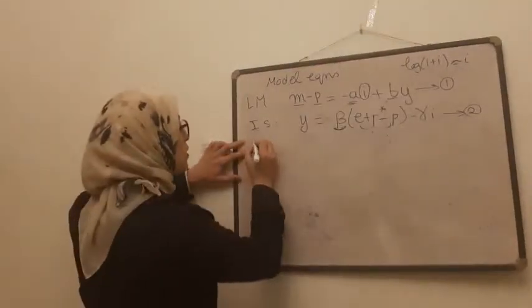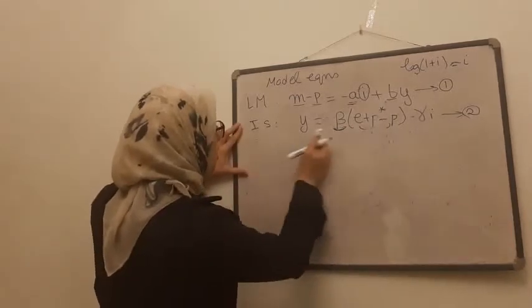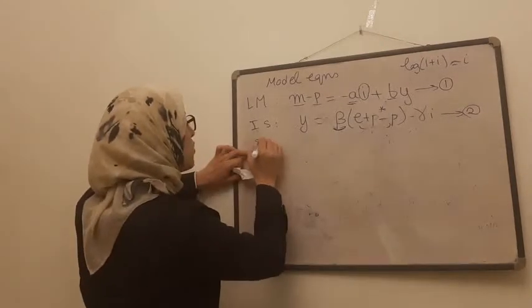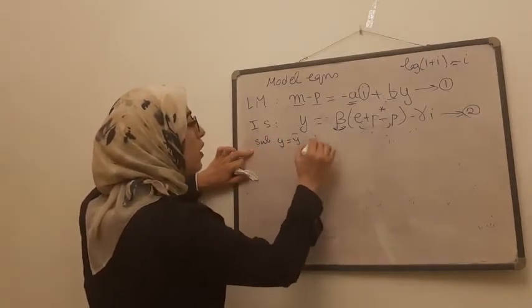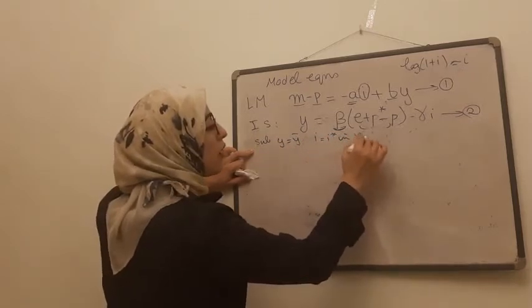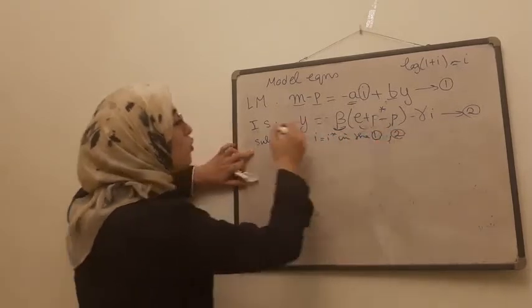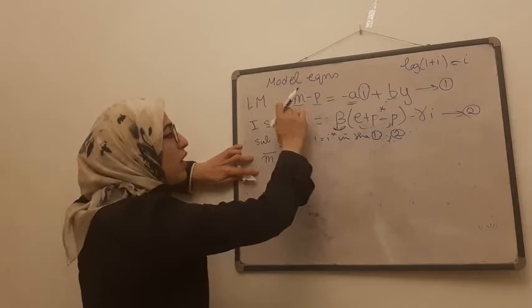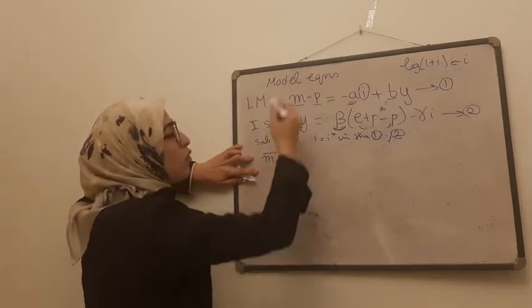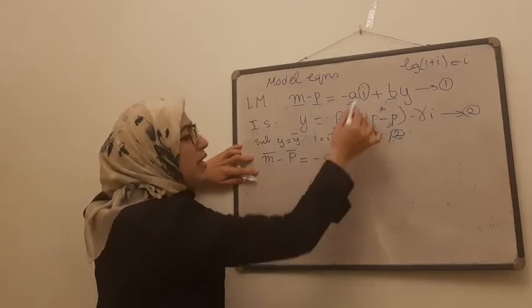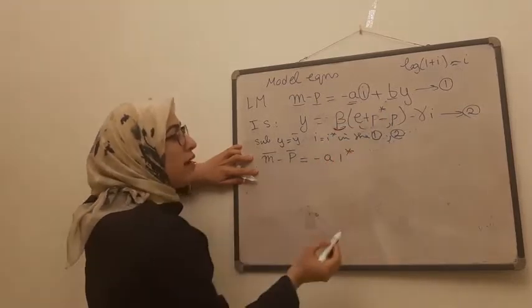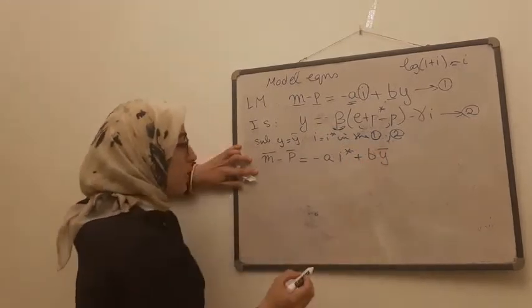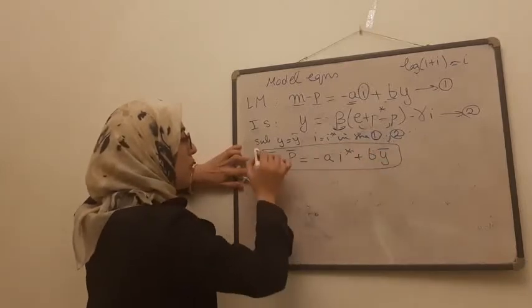Now I'm going to substitute. Let it dry first. We are going to substitute Y equals Y bar and I equals I star in the LM, or equation 1, or equation 2, to find the long run equations. So I write m bar, the value of m in the long run, minus p bar, the value of p in the long run, equals minus a I star, because I in the long run equals I star, plus b Y bar. Okay, this is the first long run equation.